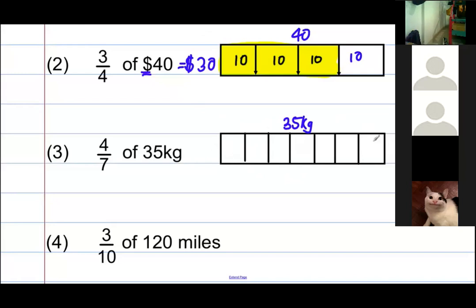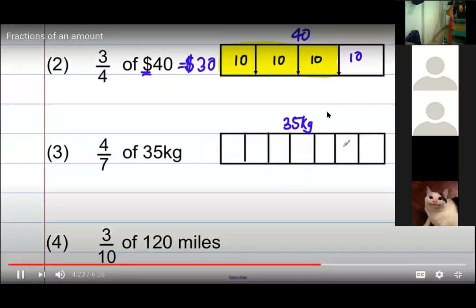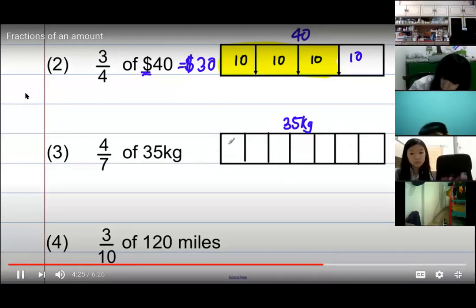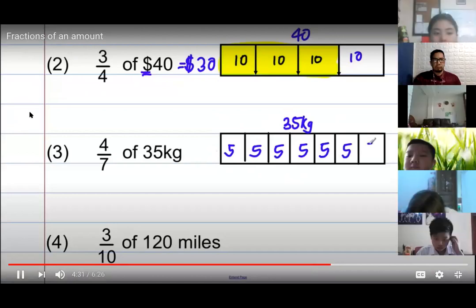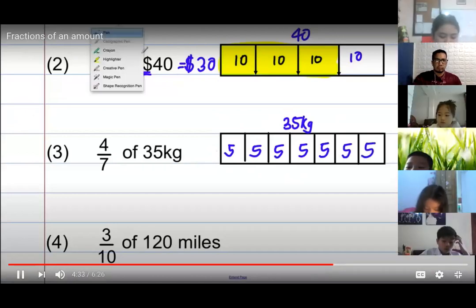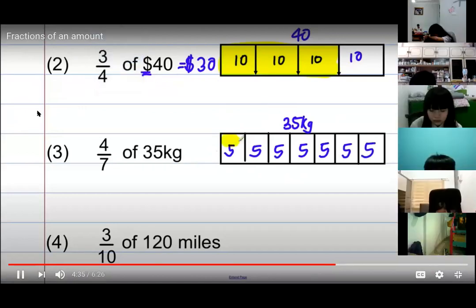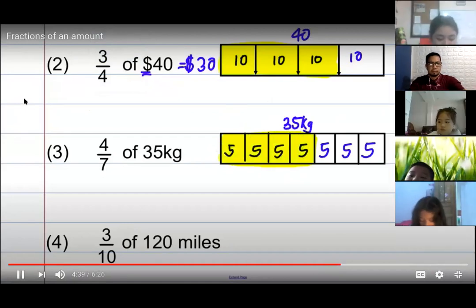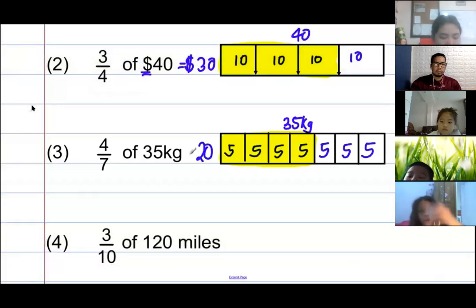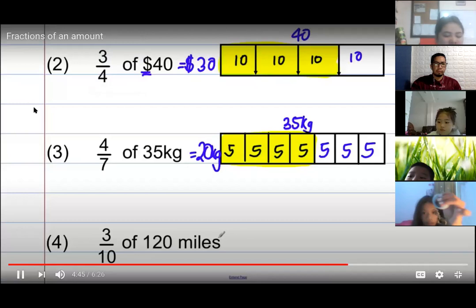Or, if you struggle with your divisions, think of what number multiplied by 7 gives you 35, and hopefully you can come up with 5. So 5 goes in each box. There we go. And we want 4 of those sevenths. So we want 4 of the boxes as follows. And the answer will be 5 plus 5 plus 5 plus 5, which is 20. But make sure you write the unit: it is 20 kilograms.